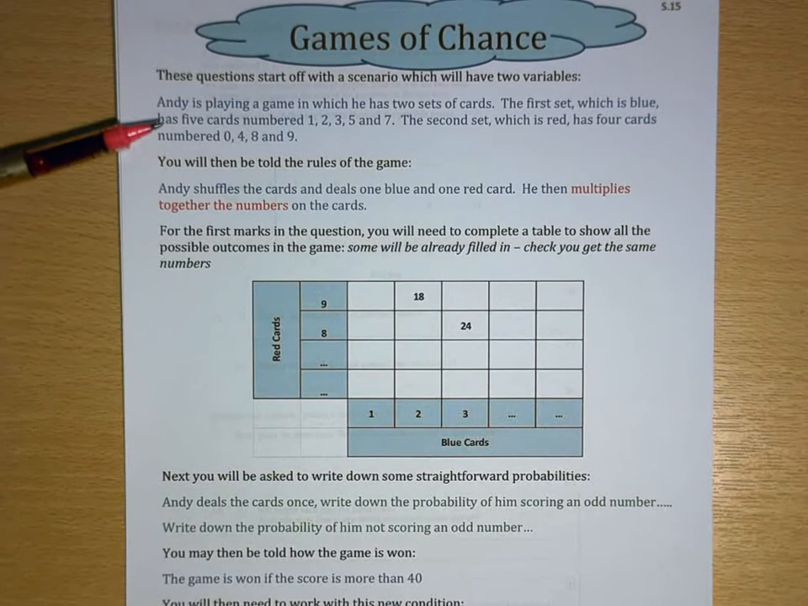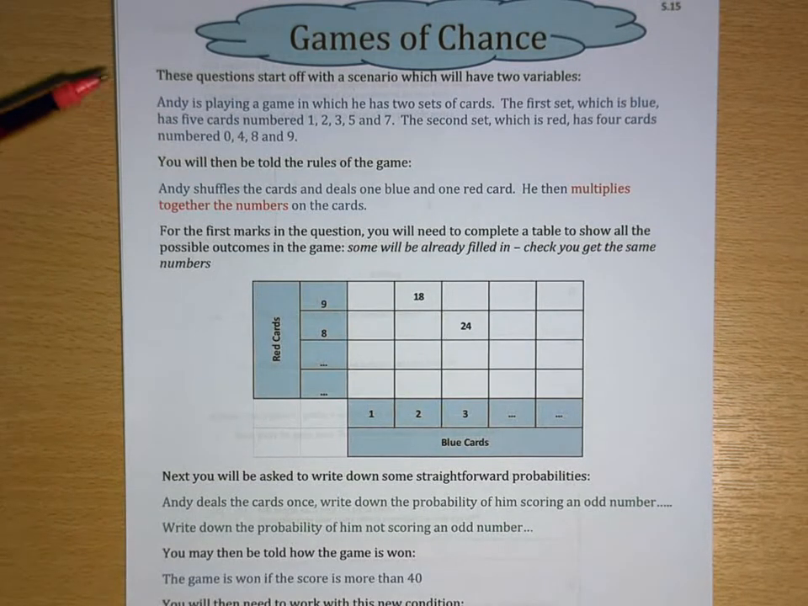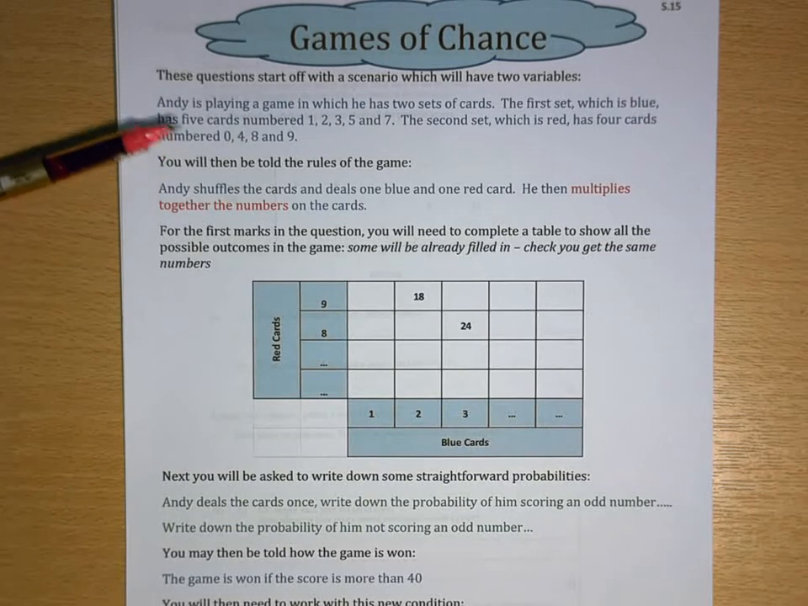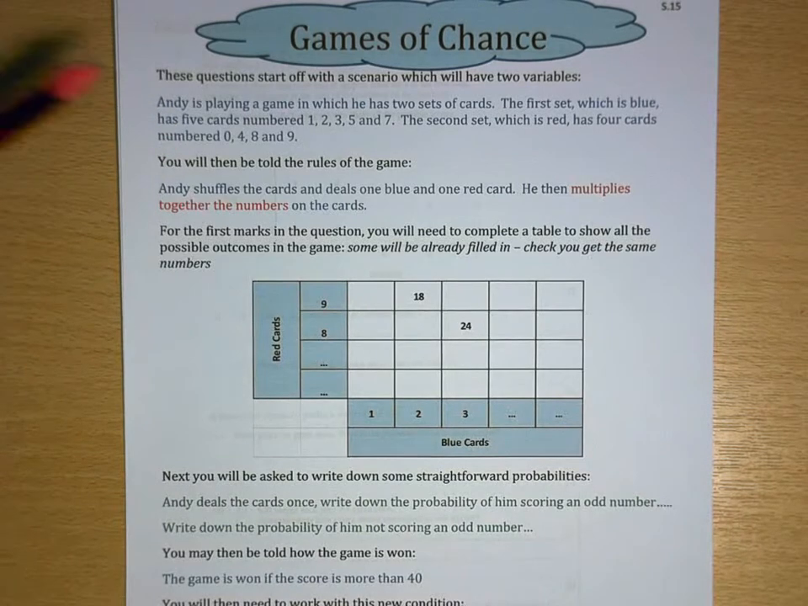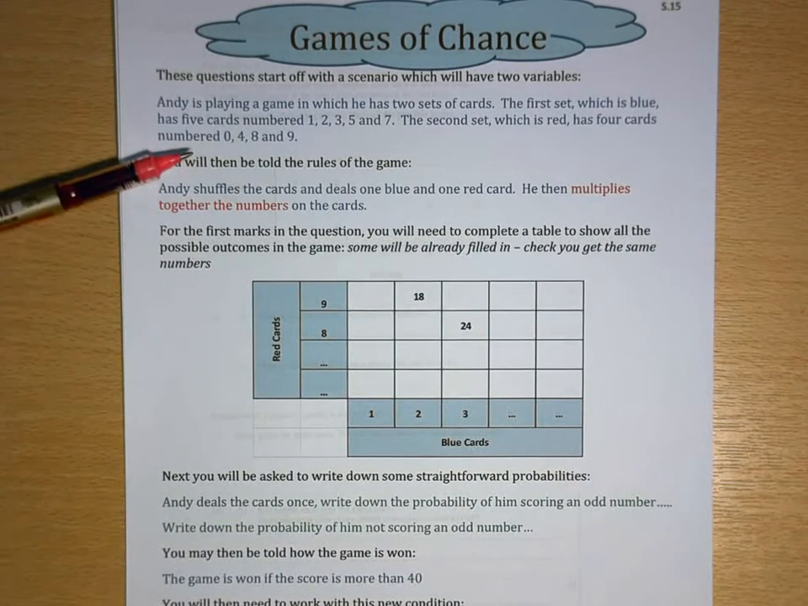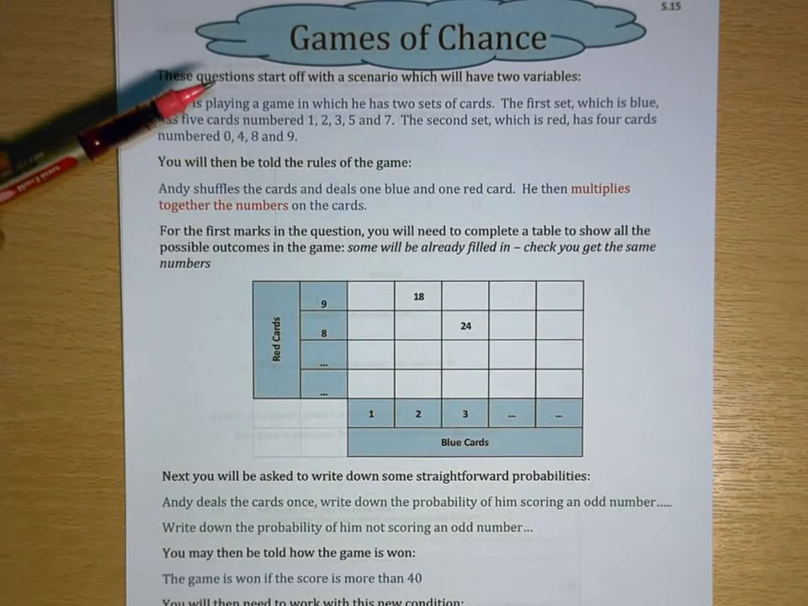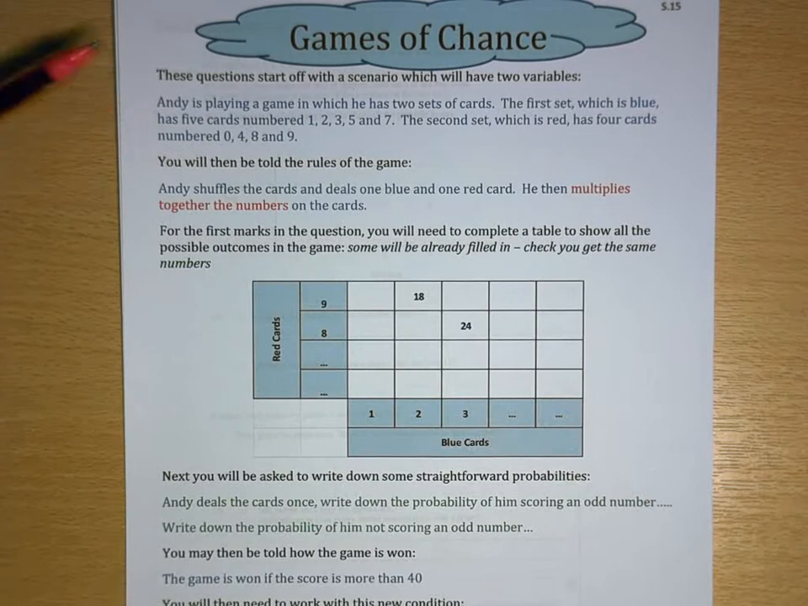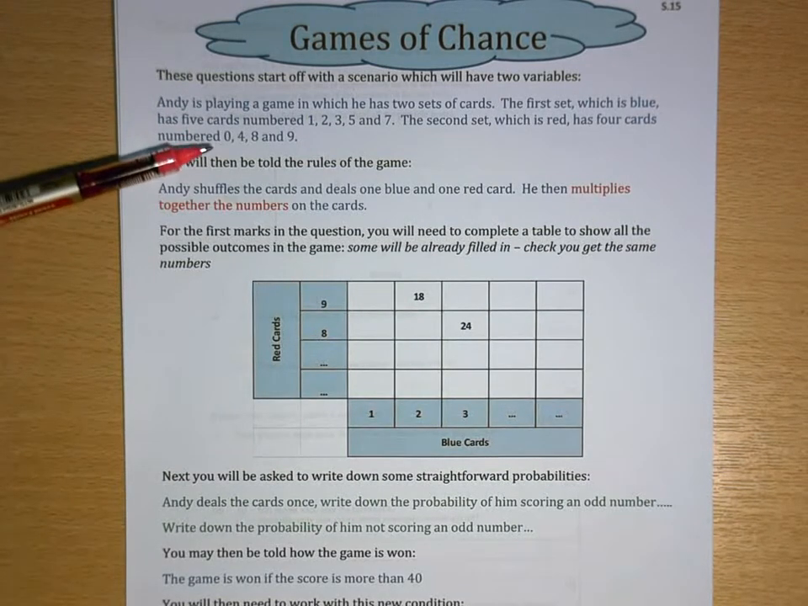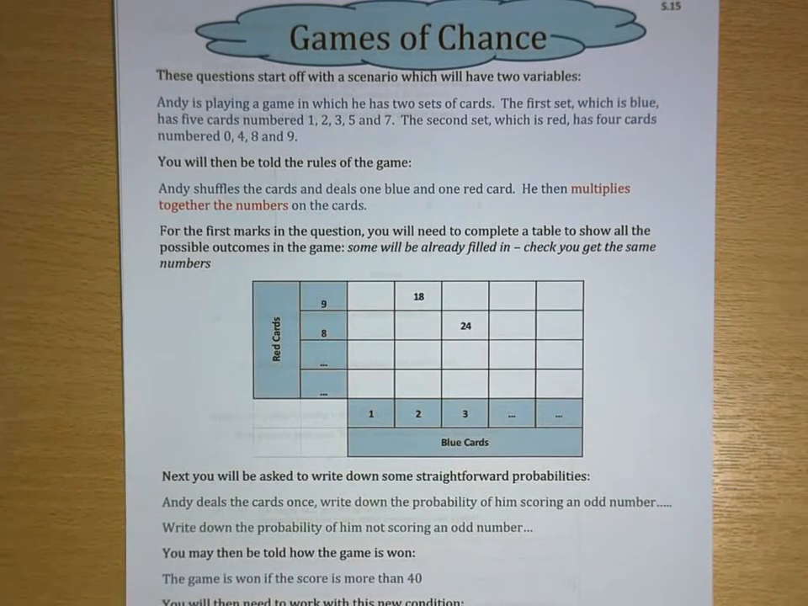So the questions start off with a scenario which will have two variables. More often than not, it's a game. Andy is playing a game in which he has two sets of cards. The first set, which is blue, has the cards numbered 1, 2, 3, 5 and 7. And the second set, which is red, has four cards numbered 0, 4, 8 and 9.